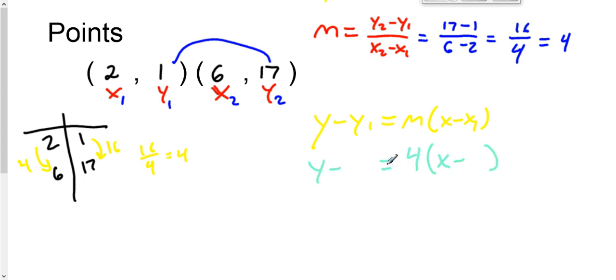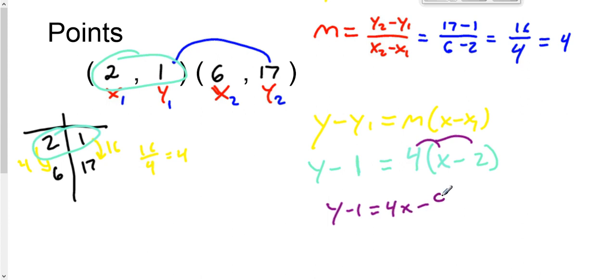Now we have to choose one of our points. 2, 1 or 6, 17. Let's choose the 2, 1. 1 is y. 2 goes with the x. Distribute, we get y minus 1 equals 4x minus 8. Add 1. Y equals 4x minus 7.